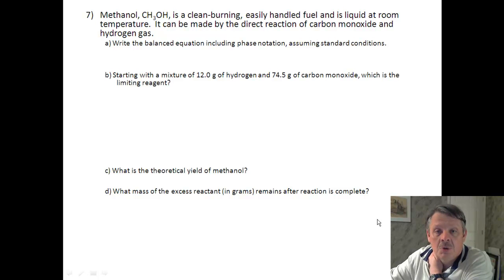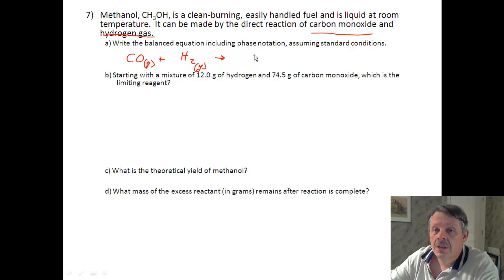They're clean burning, and what we're supposed to be doing is it can be made by the direct reaction or the direct combination of carbon monoxide and hydrogen gas. So if I take carbon monoxide, which is a gas, and I add it to hydrogen gas, which clearly is a gas because it just told us it was a gas, right? What we are trying to produce is CH3OH.